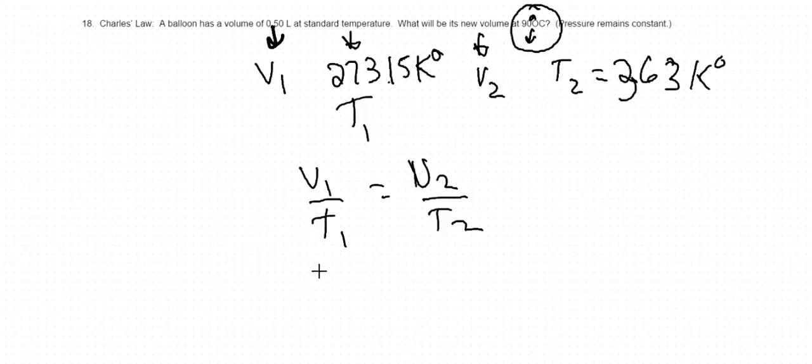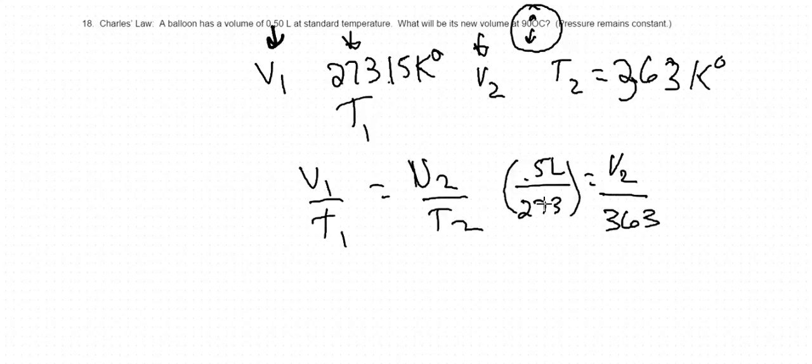All right. Stick in your numbers. So 0.50 L over 273. Do I need to put the .15? Over... All right. So what happened to our temperature? It increased. So what should happen to our volume? It should also increase.